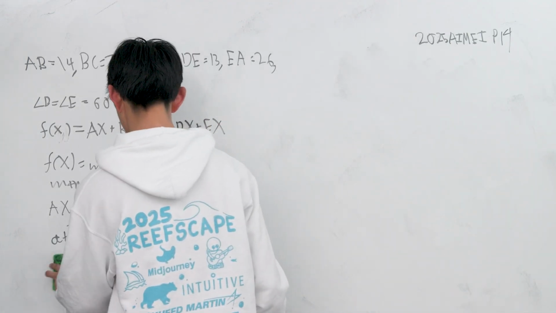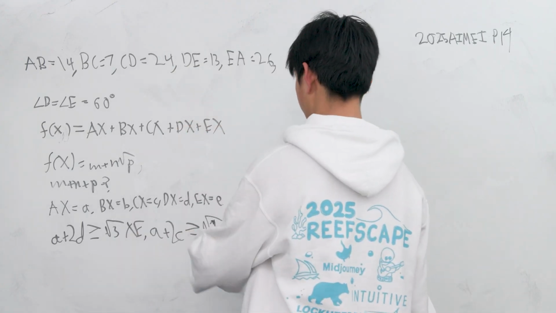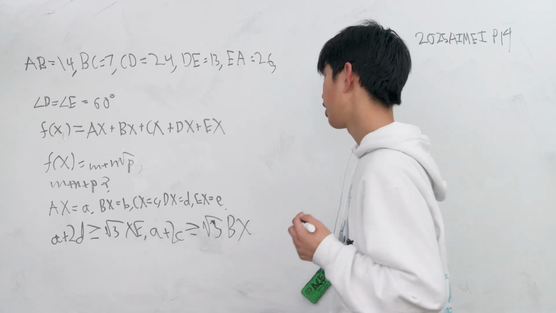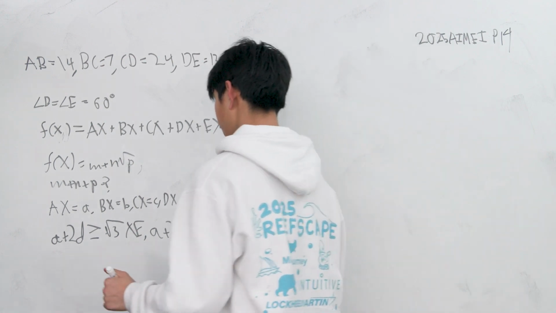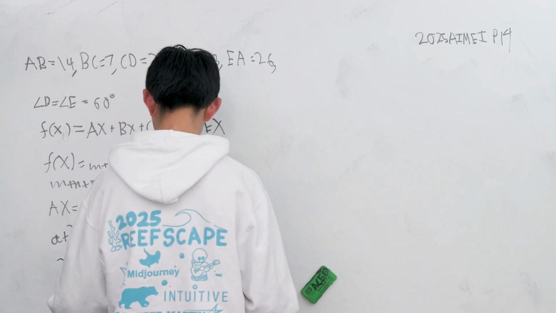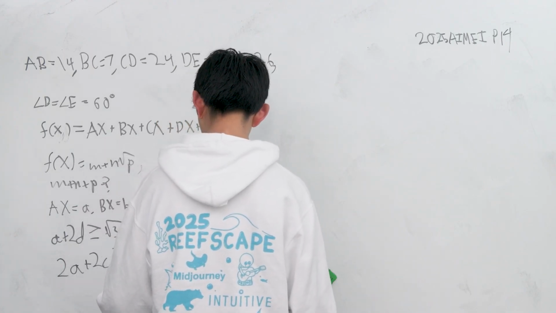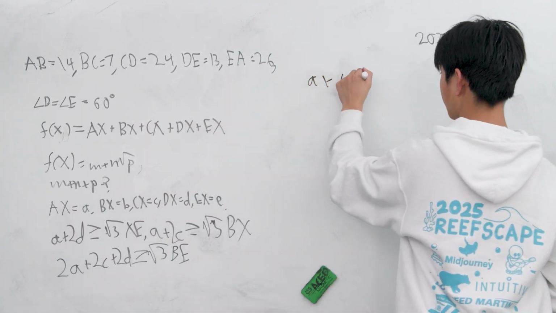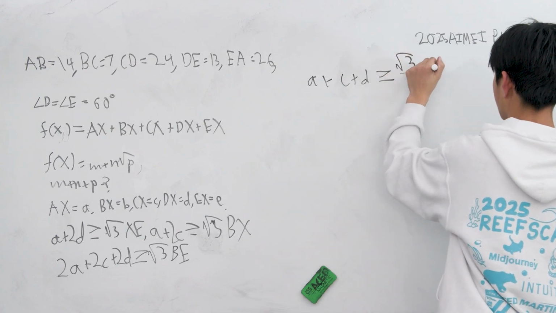So now with that information, we can start algebraically doing some manipulations on these two inequalities we have here. We can just sum these two. So we get 2a plus 2c plus 2d less than or equal to root 3 times BE. A plus c plus d is less than or equal to root 3 over 2 times BE.